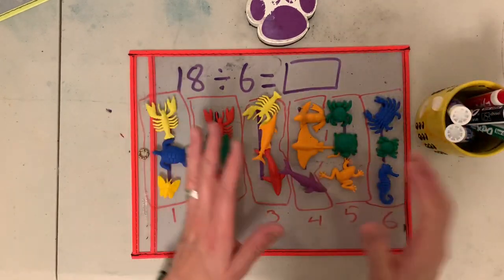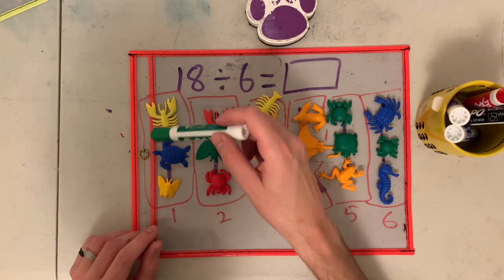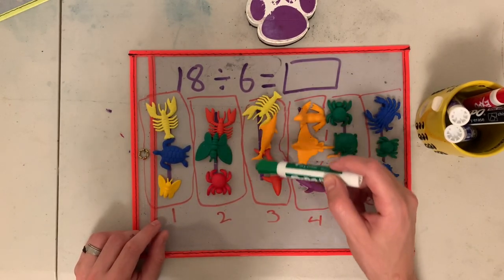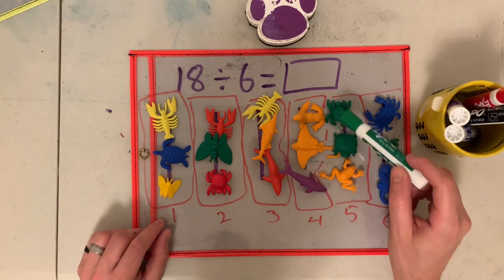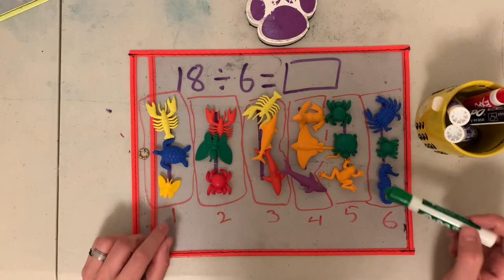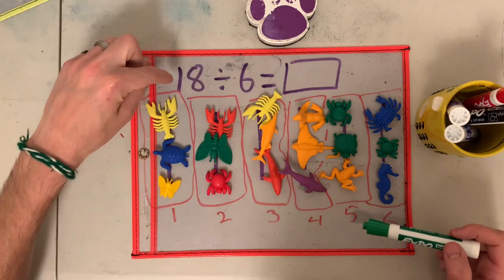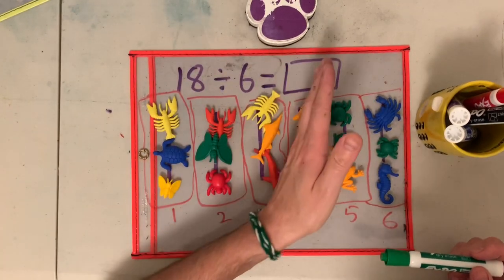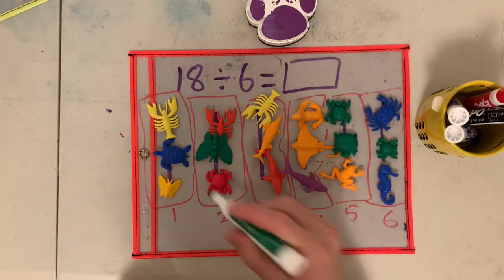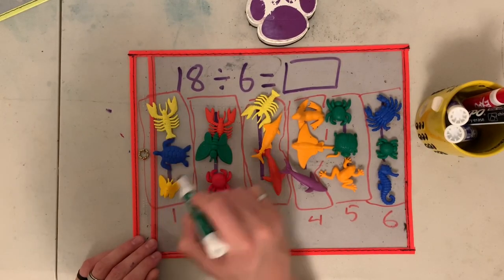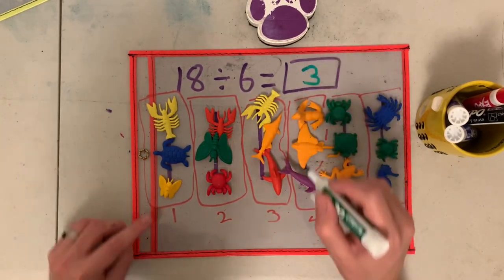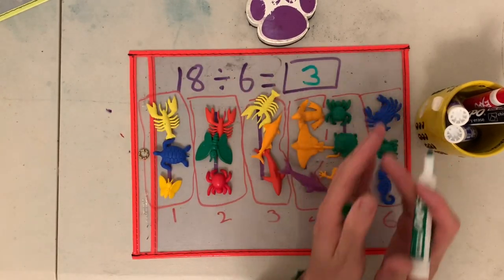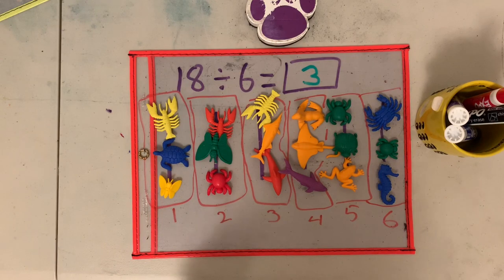So each row has 1, 2, 3 flowers. So if I have 18 flowers and divide it into 6 lines, that means that I have 1, 2, 3, 3 flowers on each line. Tengo 3 flores en cada línea.